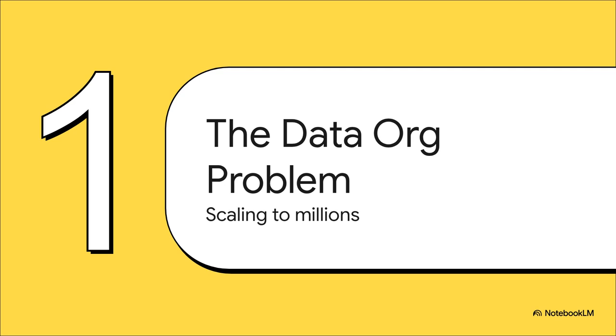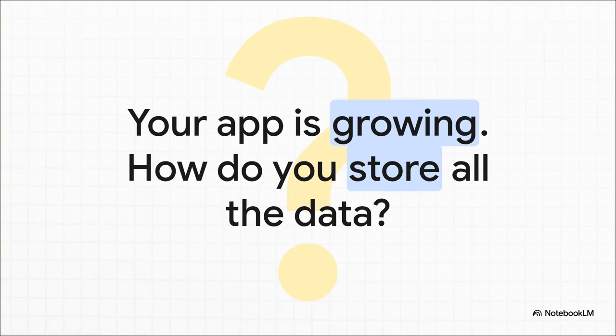Every great app starts with a simple idea. But success? Well, success brings this huge challenge. How do you keep things running smoothly when your data explodes from a few entries to millions? So picture this. Your app is a hit. It's growing like crazy. You start with a few friends, then a couple thousand users, and then boom, you hit millions. That simple list you were using at the beginning, it's not just slow anymore, it's becoming a total liability.